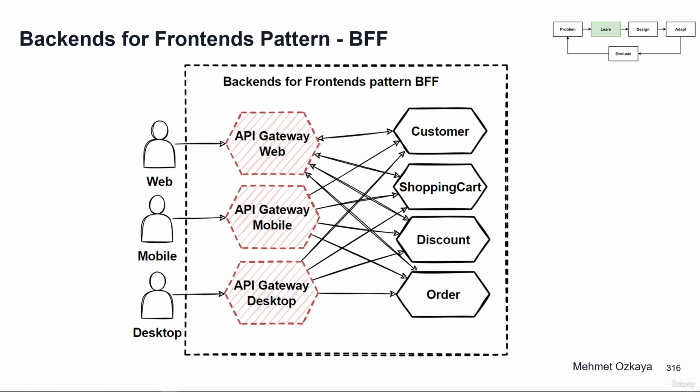So BFF also has some drawbacks. For example, when we put an extra gateway here, it increases the latency and complexity. But if you develop a large-scale microservice architecture, this drawback is not as important as the benefits. Software architecture is always about considering trade-offs. So you should think about benefits and drawbacks and calculate the design benefits.